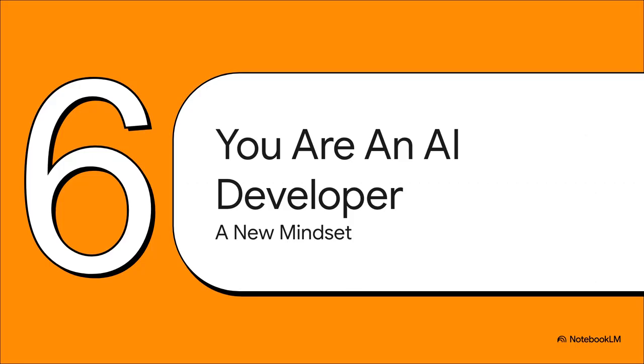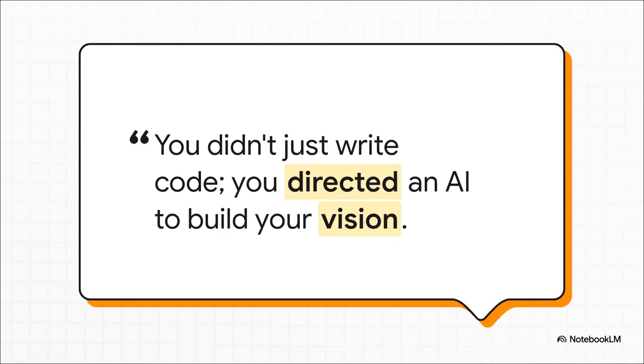So what does this all mean? It means your job title just changed. You've just become an AI developer. Let's talk about what that really means. If you take one thing away from this explainer, let it be this. You didn't just write code, you directed an AI to build your vision. You were the architect. Your job was to have the idea and to communicate it clearly. The AI's job was to do the heavy lifting. You've officially graduated from being a user to being a creator.